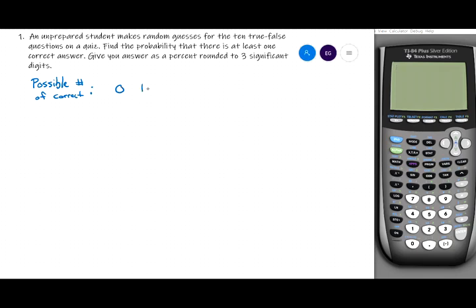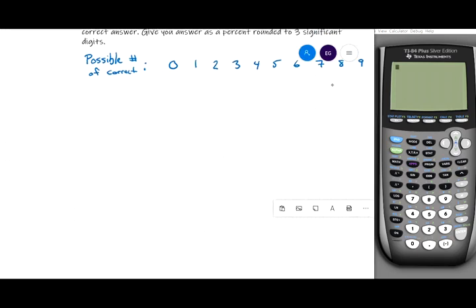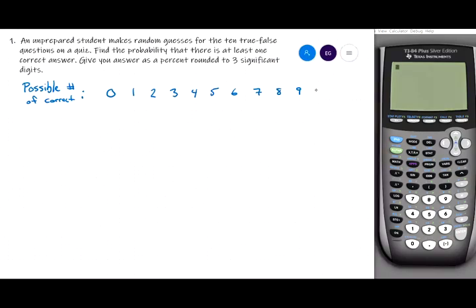You could get 1 right and 9 wrong. You could get 2 right and 8 wrong, and so on. 3, 4, 5 correct, 6 correct, 7, 8, 9, or you can get all 10 correct. Now, this problem contains an existential quantifier, at least one correct answer. So at least one means 1 or more. So at least 1 accounts for all of these possibilities.